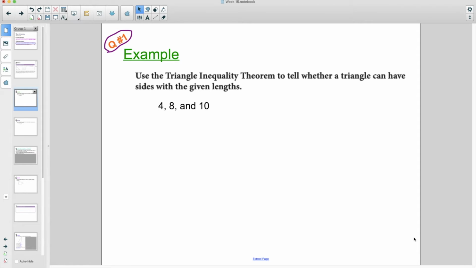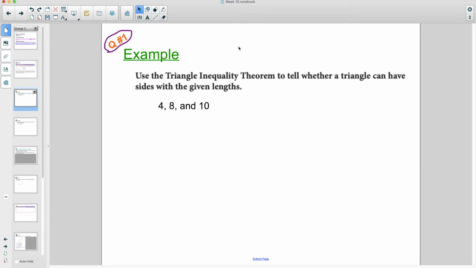We have 4, 8, and 10. So we have to use that inequality theorem, which means if they can form a triangle, all three of those inequalities need to be true. If they can't, then we're looking for one of them to be false. Okay, so let's just set them up and then we'll work through.